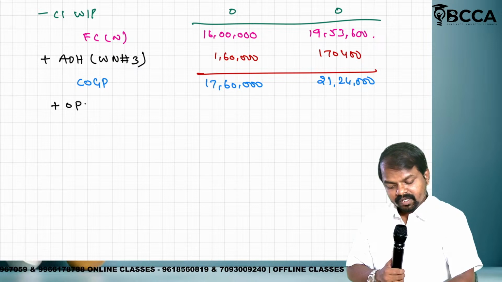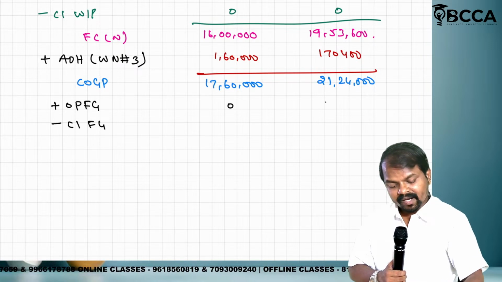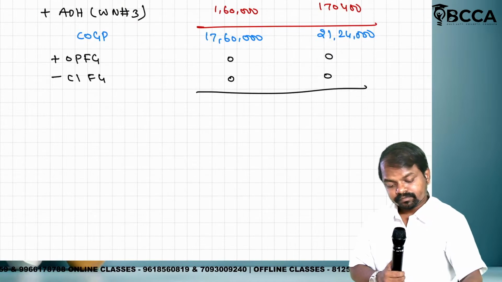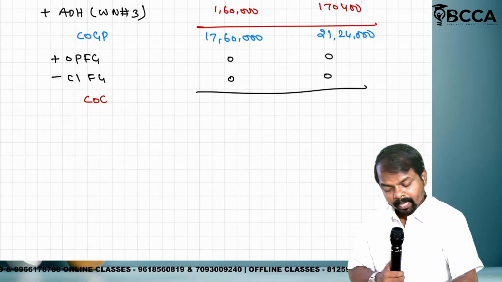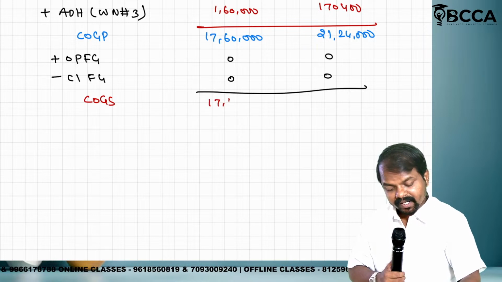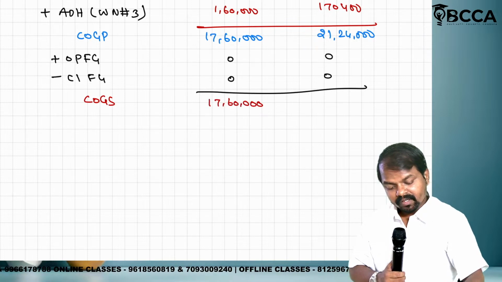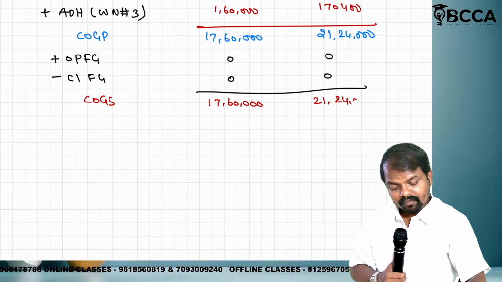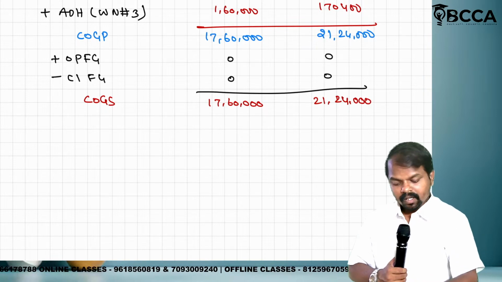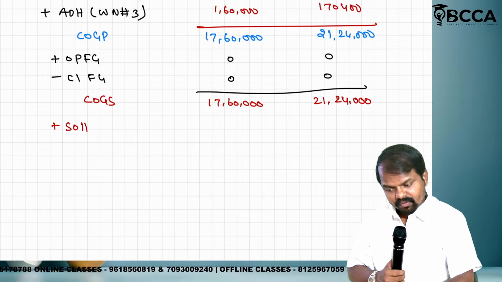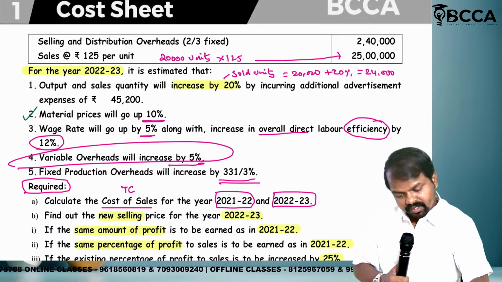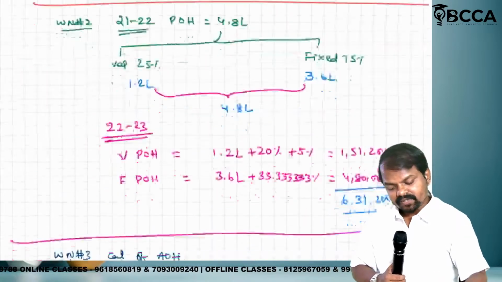Plus opening stock of finished goods minus closing stock of finished goods, is it given? No. Cost of how much? 17 lakh 60,000. 21 lakh 24,000. Correct? Plus SOH. Please check it. SOH. Yes, this is also required, working note.